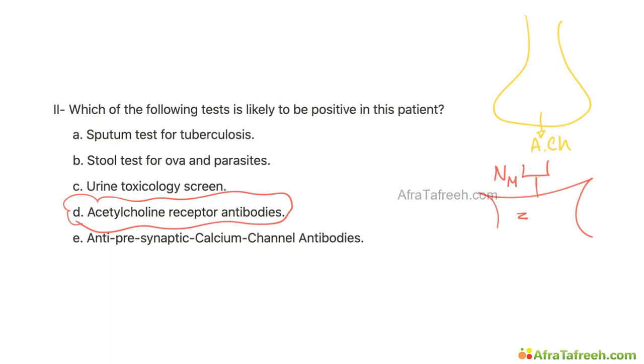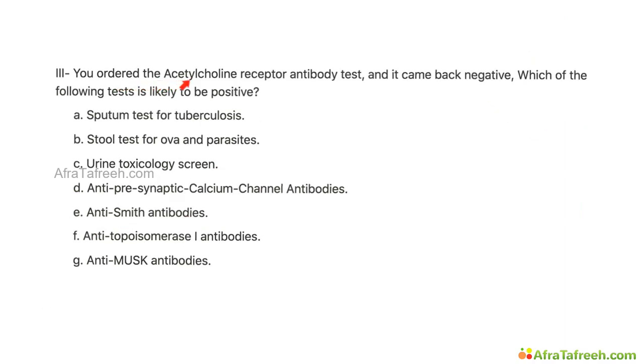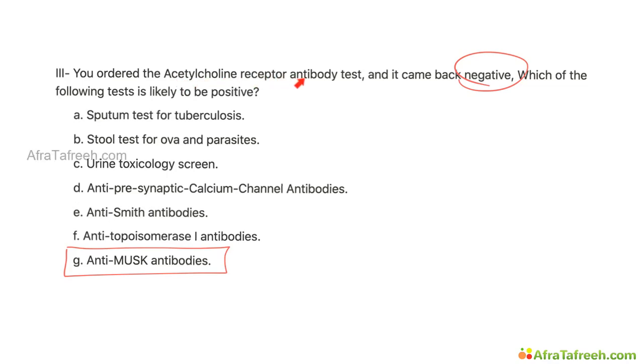In myasthenia gravis, you have antibodies, nasty autoantibodies attacking your own receptors. Now, acetylcholine is not going to be able to bind to this muscle receptor. Your muscle is not going to contract. You will get fatigue and muscle weakness. So you order the acetylcholine receptor antibody test, trying to find these nasty antibodies, but it came back negative. Oops! Which of the following tests is likely to be positive? And the answer is, it could be the anti-MuSK antibodies. So most patients with myasthenia gravis will have antibodies against acetylcholine receptors. Other patients will have anti-MuSK antibodies.